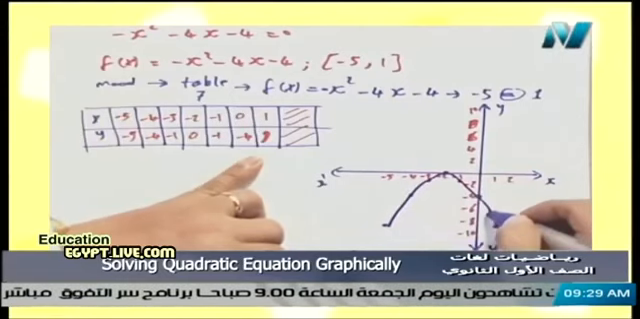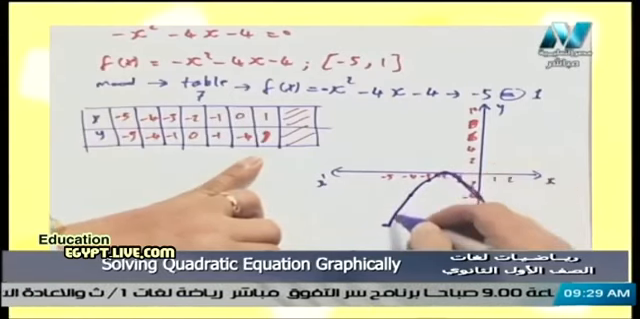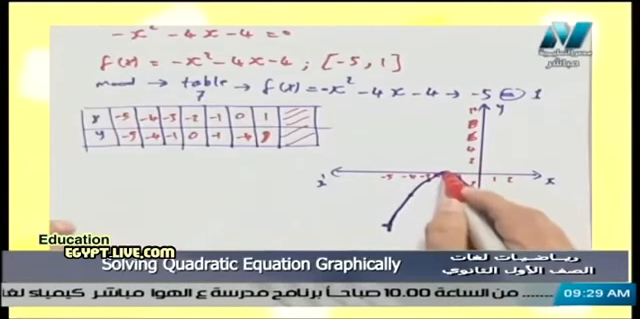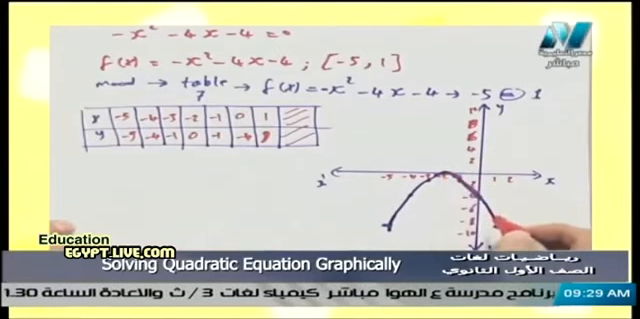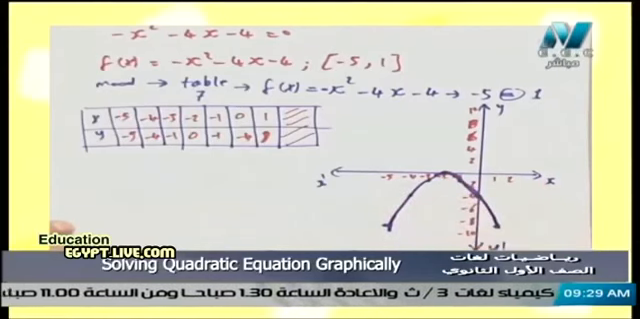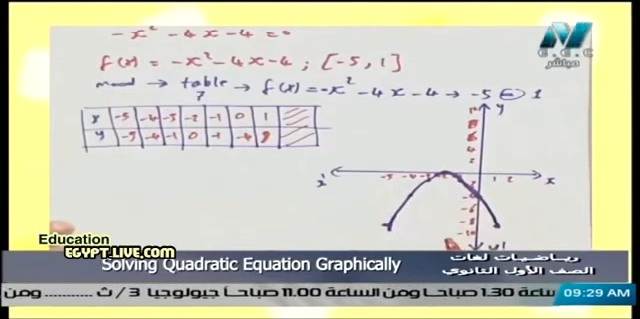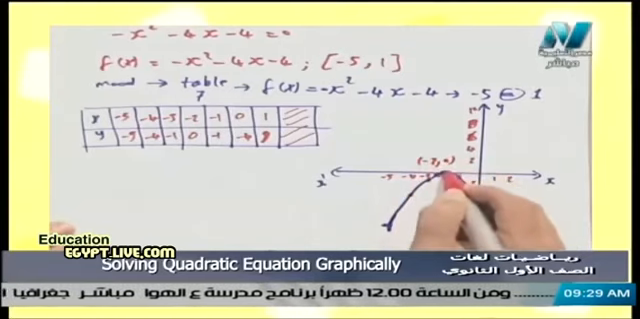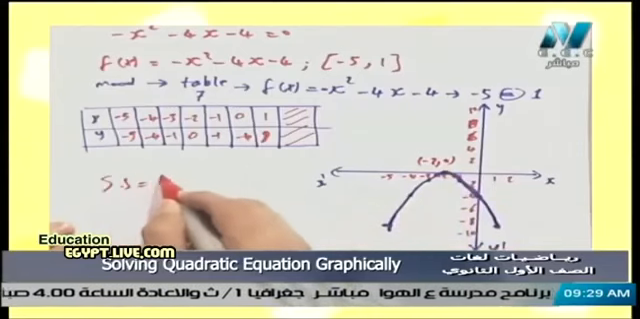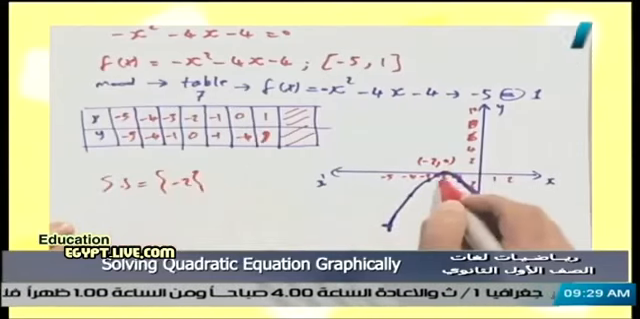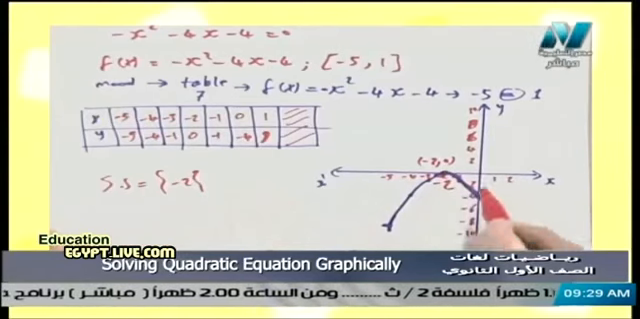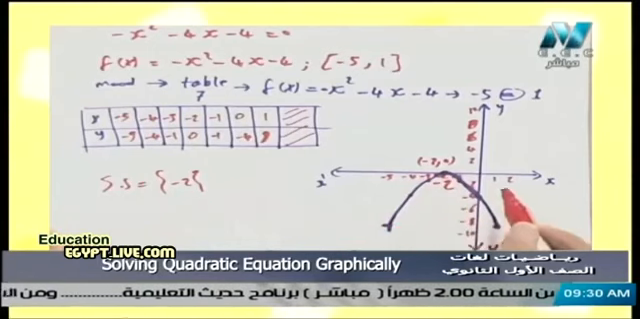Okay, this is a curve, it's an upside down curve. Here we have just one point intersecting between the curve and x-axis. This point will be negative 2 here. Here, negative 2 and 0. And the solution set here will be negative 2 only. Okay? And notice that it's a down curve.